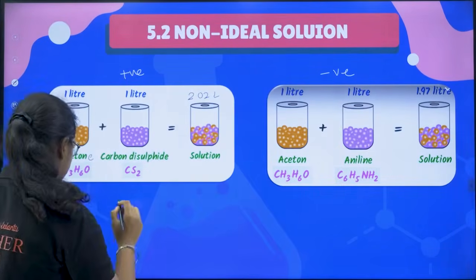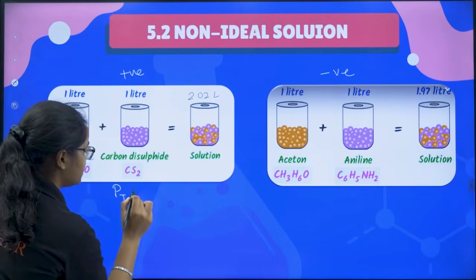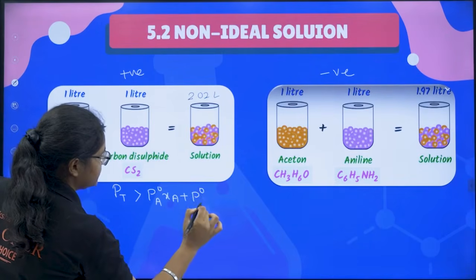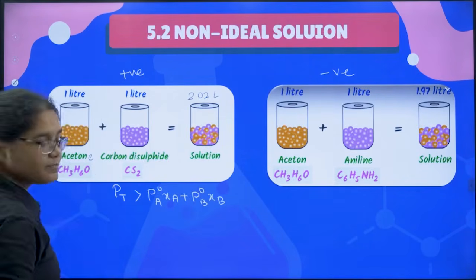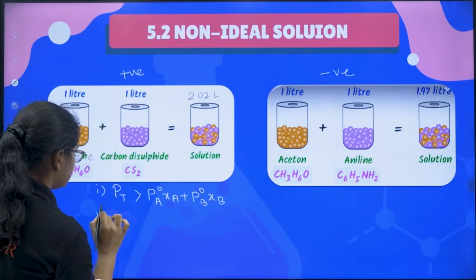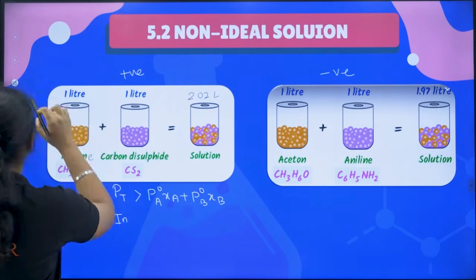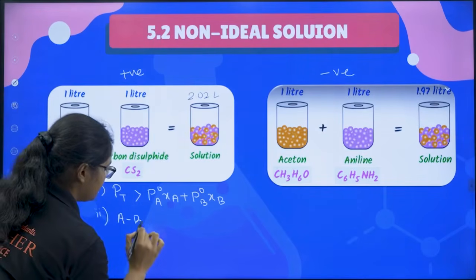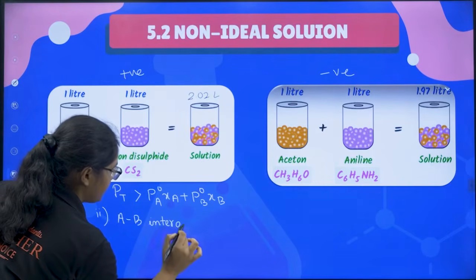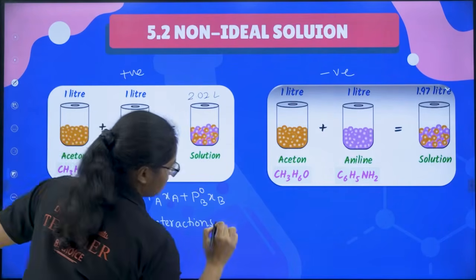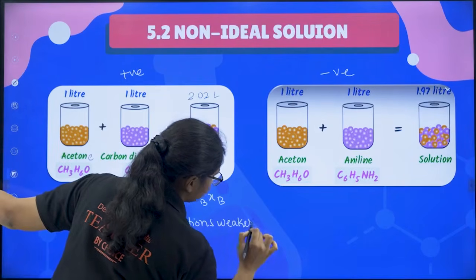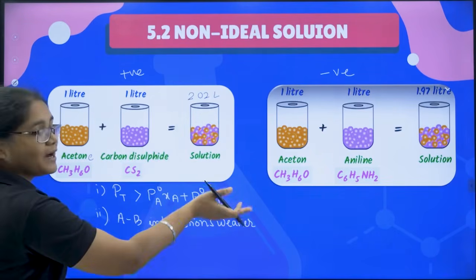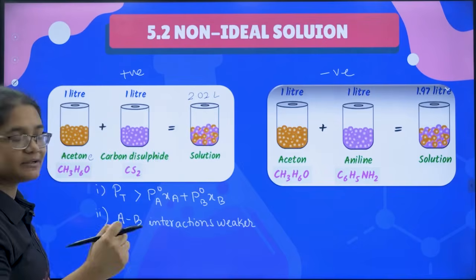So what should we know? In positive deviation, the total pressure is more than the Raoult's calculated value, P naught A XA plus P naught B XB. That's the first thing. The second thing we should know is that the interactions are weaker. We talk about A and B here, so the AB interactions are weaker, the force of attraction is very less, so more particles escape to the vapor phase and the vapor pressure increases.